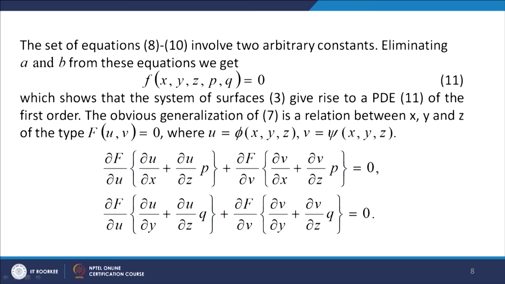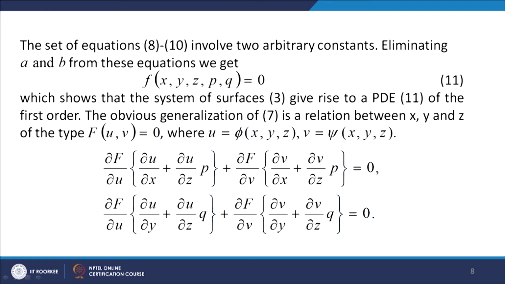Now, when you differentiate this equation f(u, v) equal to 0 partially with respect to x, you get partial derivative of f with respect to u into partial derivative of u with respect to x plus partial derivative of u with respect to z into partial derivative of z with respect to x, which we are writing as p, plus partial derivative of f with respect to v into partial derivative of v with respect to x plus partial derivative of v with respect to z into partial derivative of z with respect to x, which we are writing as p, equal to 0.